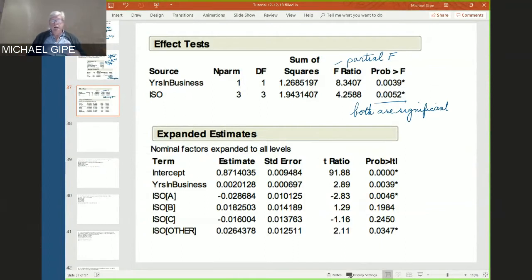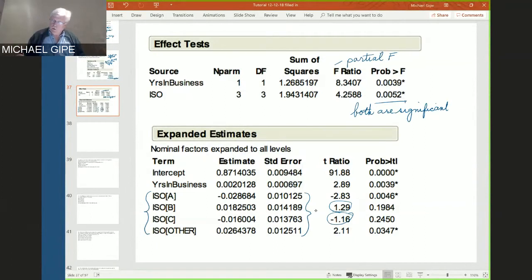And then if we look at the expanded estimates, that is, we've taken ISO and expanded it into the 4 states, and now we have estimates for each of those 4. In other words, the amount of parallel movement or vertical intercept movement for each of those states. And notice that we've got a couple that have t ratios of less than 2. And so you have to ask yourself, is that significant?